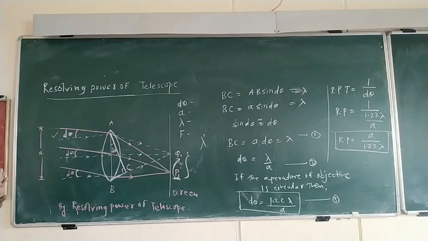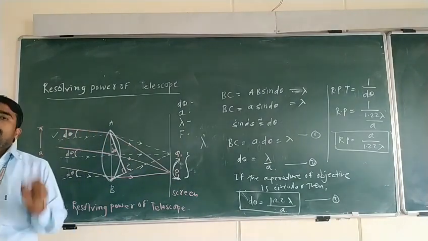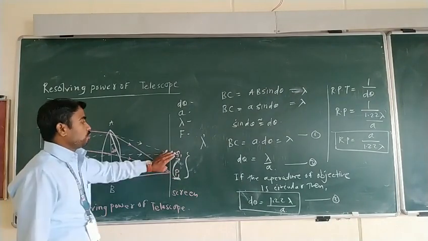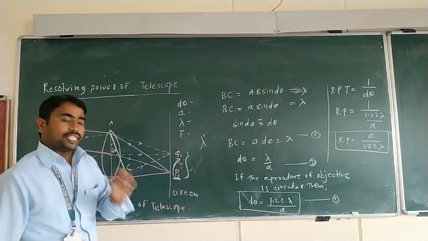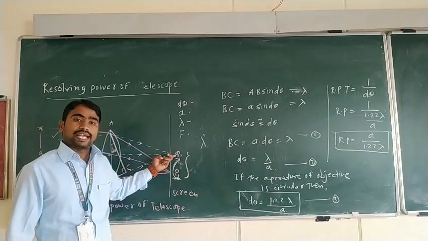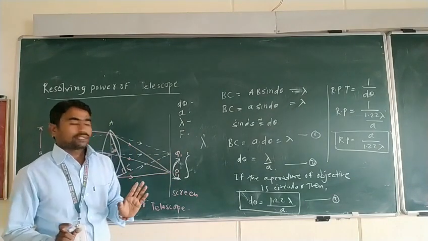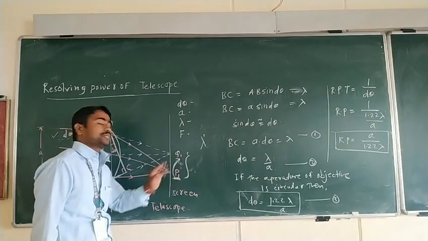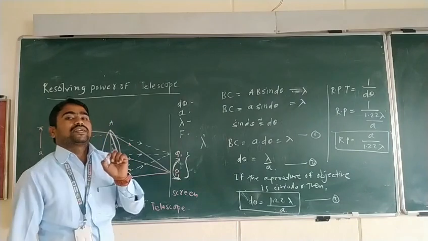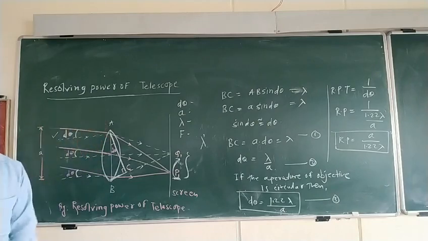According to the analysis, we know that there are two point objects and the respective images of those point objects are P1 and Q1. These two images P1 and Q1 are said to be just resolved if the central maximum P1 coincides with the first secondary minimum of Q1. At that time we say that the two images are just resolved. But this condition is satisfied only when the path difference between the two extreme rays coming from P and Q is equal to λ.